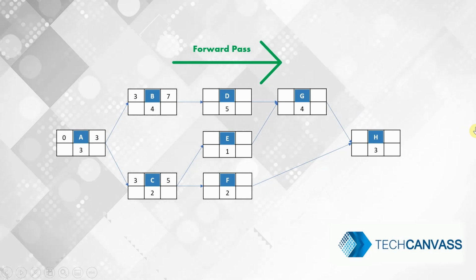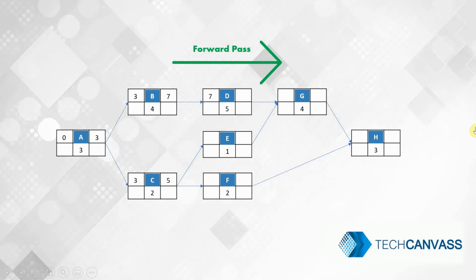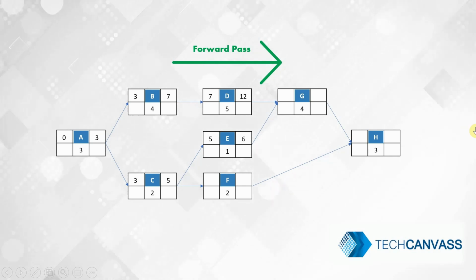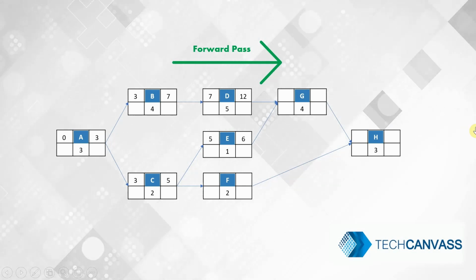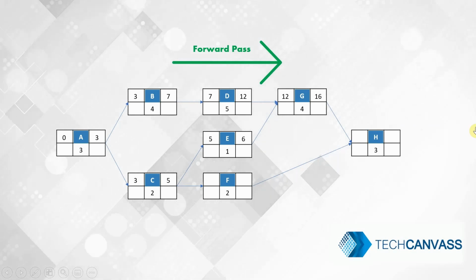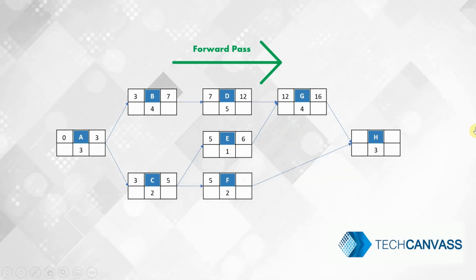For D, early start of 7, early finish of 12. For E, the early start of 5, early finish of 6. For G, the early start of 12, early finish of 16. For F, the early start of 5 and early finish of 7.